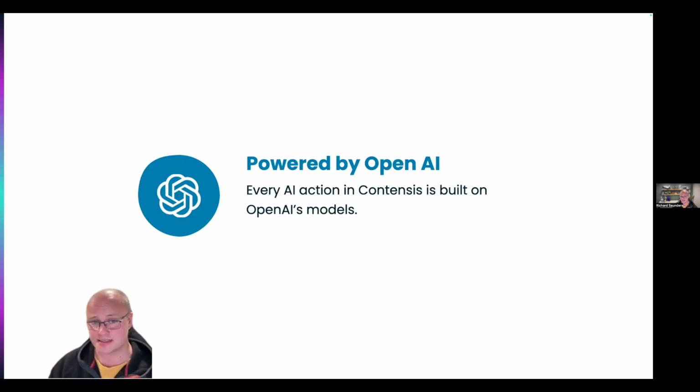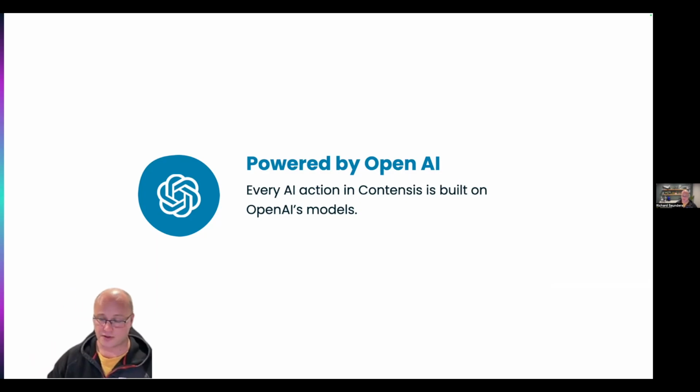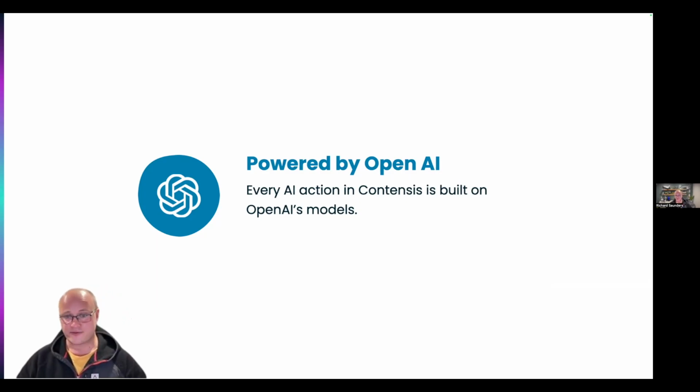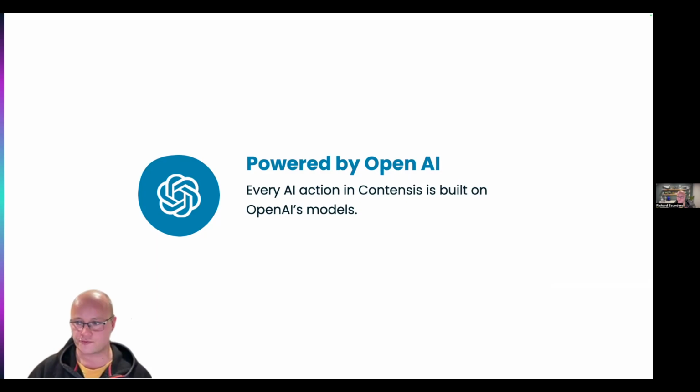AI in Contensis is currently powered by OpenAI. Every AI action in Contensis is built on OpenAI's models. We're actually using OpenAI's 4.1 models at the moment, both from a performance perspective. They are really focused and probably the most sustainable that they offer at the moment in terms of token usage, alongside sort of resource usage.